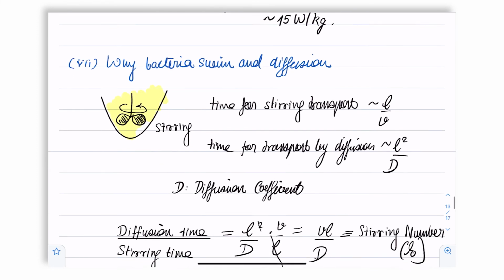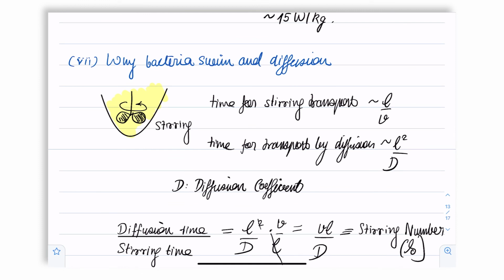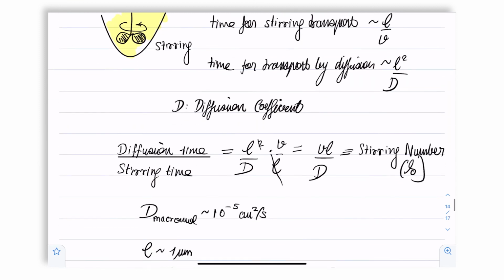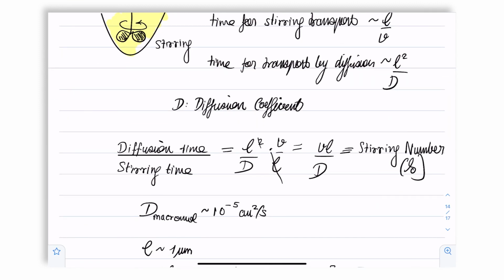So, lastly, why bacteria swim, versus the effect of diffusion, can be studied in terms of something called a time for stirring transport. This is a number that Ed Purcell came up with: if you divide L by velocity, you end up with a characteristic time, which can tell us about the transport by active motion, and L square by D, which will tell us about the typical time scale for the transport by diffusion. Here D is the diffusion coefficient, and the diffusion time by the stirring time tells you which dominates.